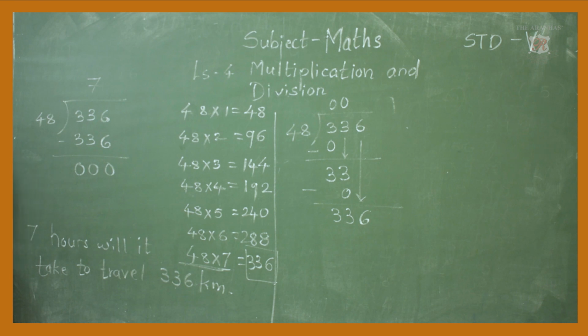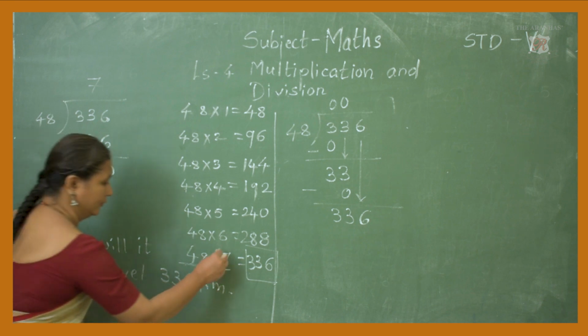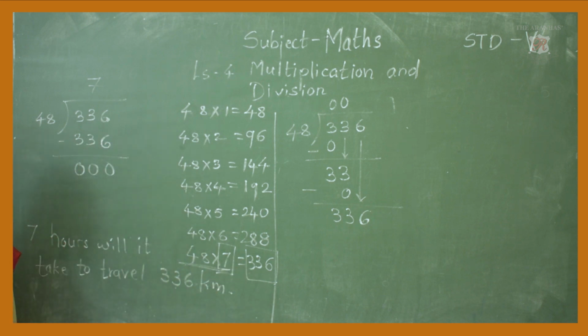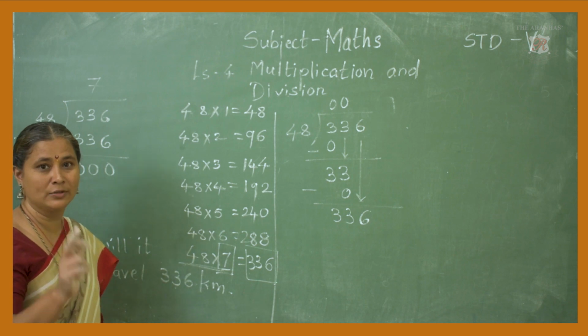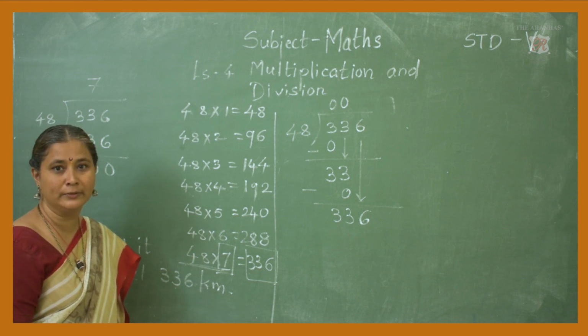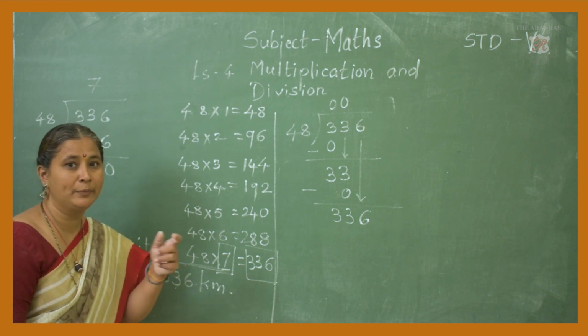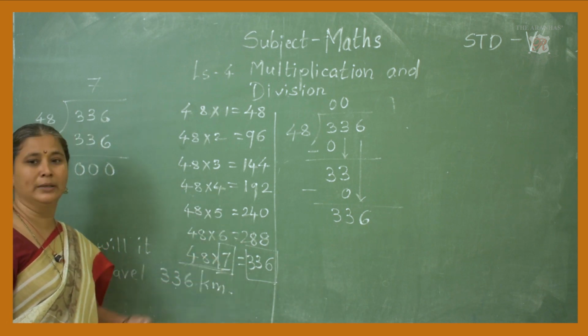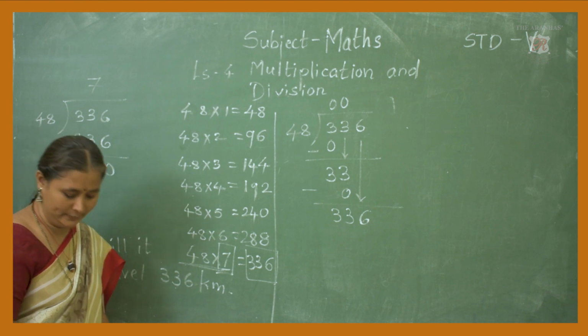336, isn't it? Means to get a number, we have to divide the product. So what is the product there? 9,688. That is the product. That product we have to divide by 56. Then only we will get the number. Yes? Okay.